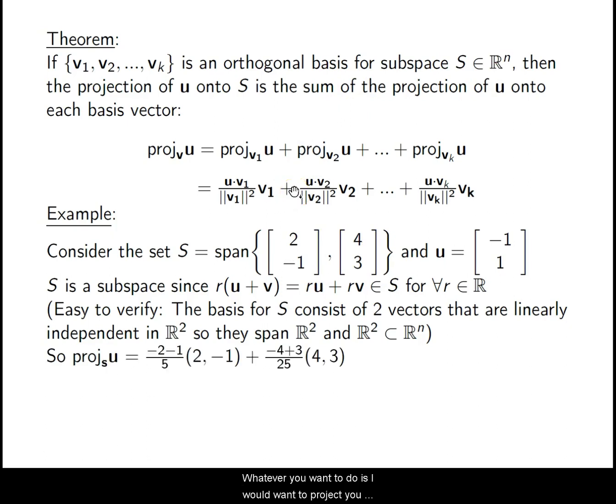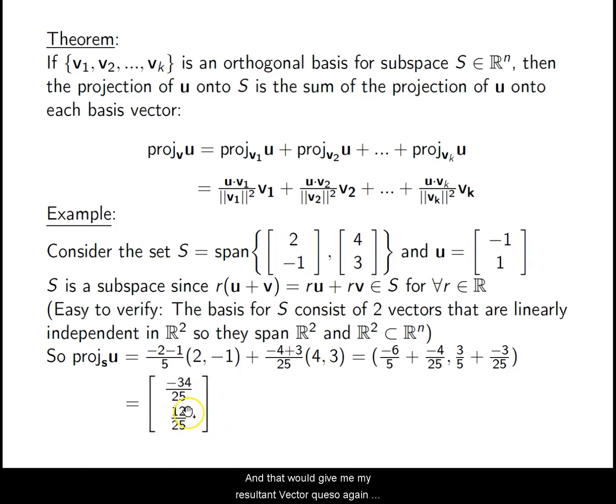Okay, what I would want to do is project U onto each of these and then add them together, right? So I'm just really following this formula for the first two. I'm taking U dot product with the first vector and multiplying that times the first vector. I am dot-producting U with the second vector over the norm squared of the second vector, and then multiplying that times that second vector, and then I add these two together, and that would give me my resultant vector.